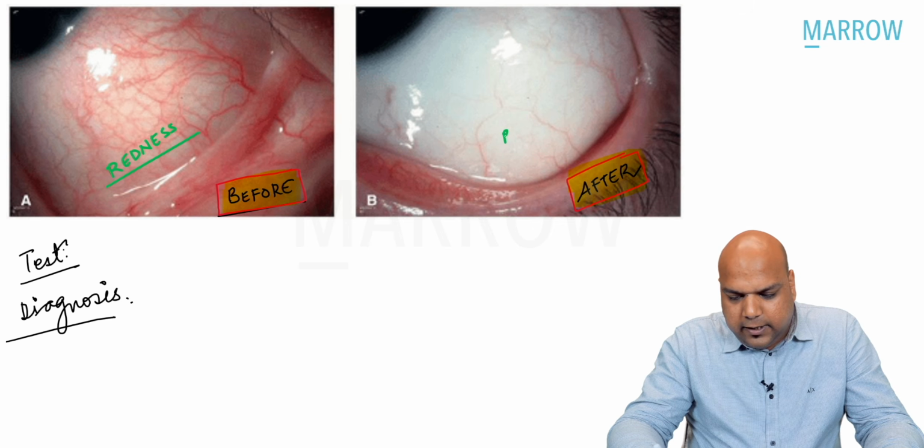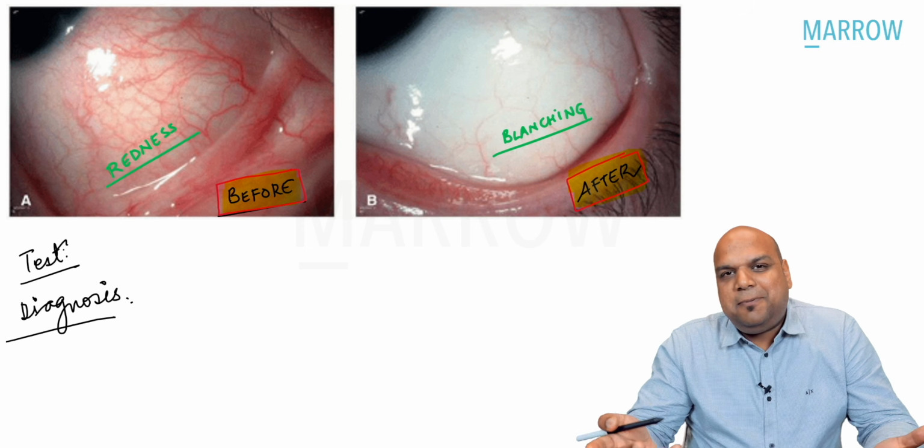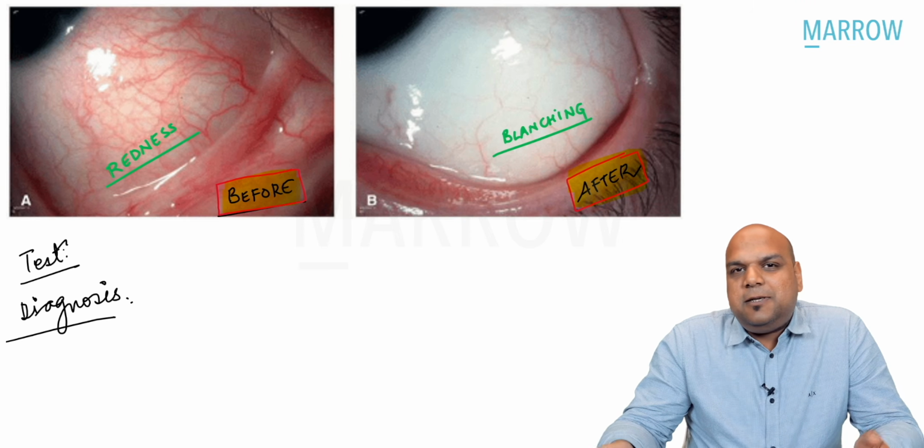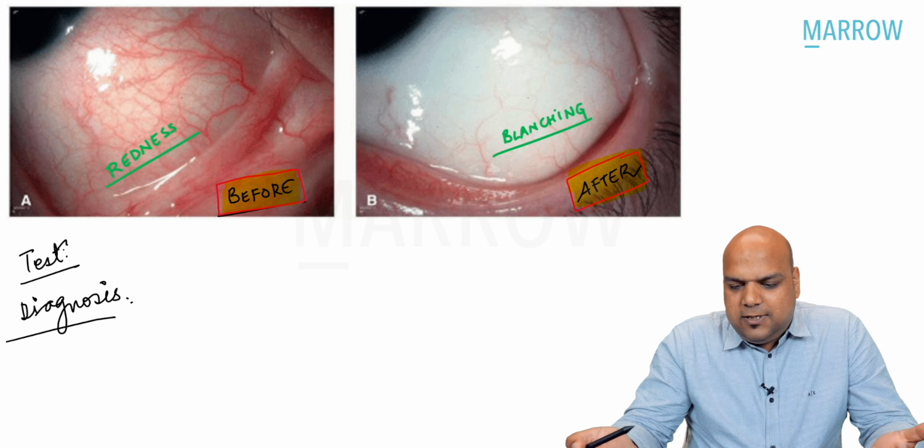I can see no redness. Or can I say blanching? But as soon as I say blanching, people who cannot understand will also be able to understand. So essentially, that is what images are. Images are just making you speak, right?